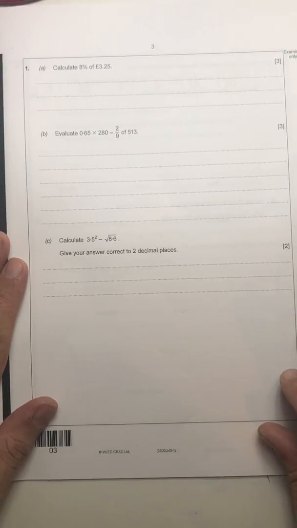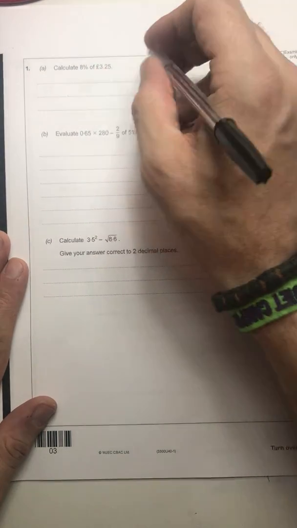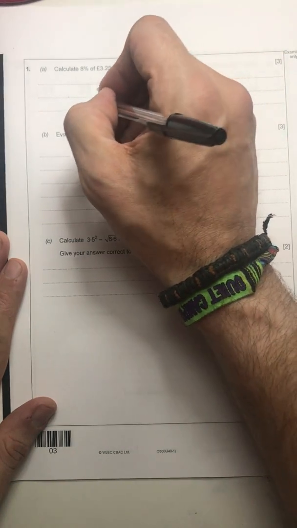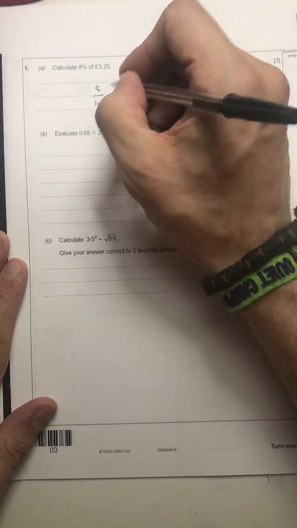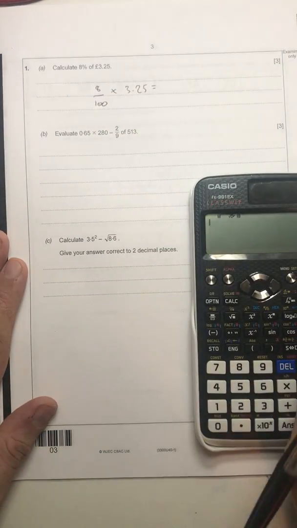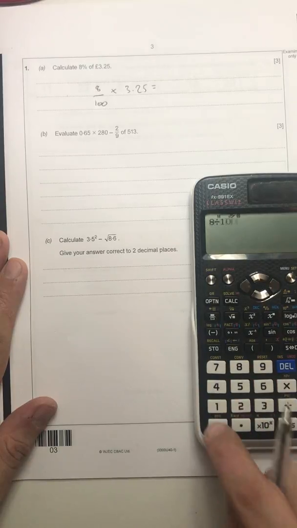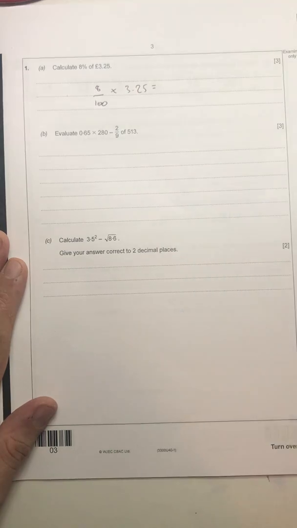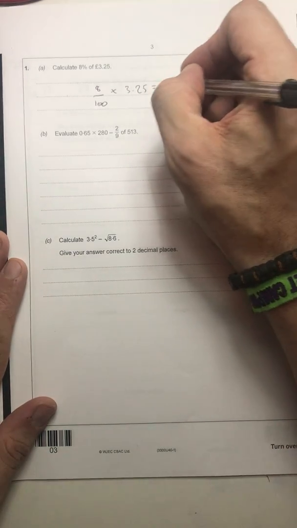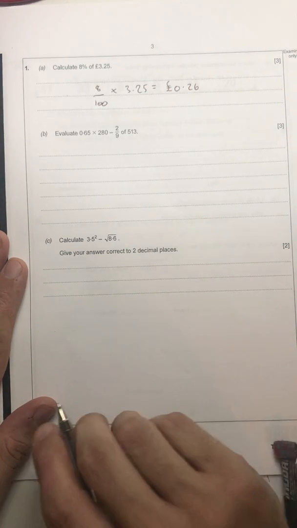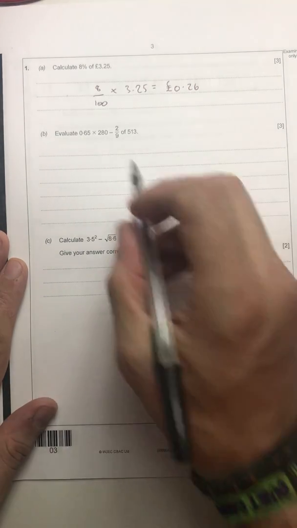I want to work out 8% of 3.25. Using your calculator, you can either multiply by 0.08, or do 8 divided by 100. So you divide your percentage by 100 and then times it by the number you're finding the percentage of. On your calculator, you do 8 divided by 100 times 3.25, and that gives me an answer of 0.26 pounds or 26 pence.